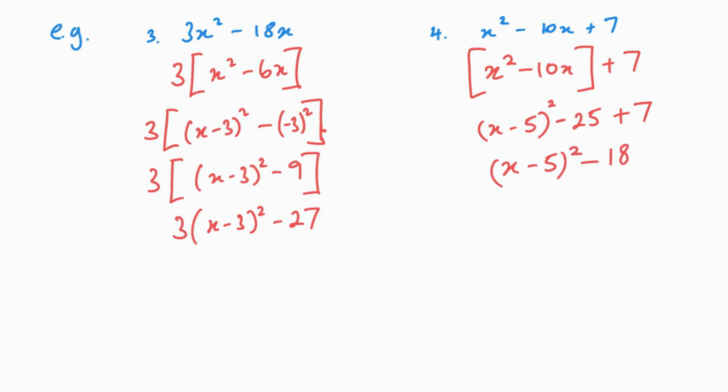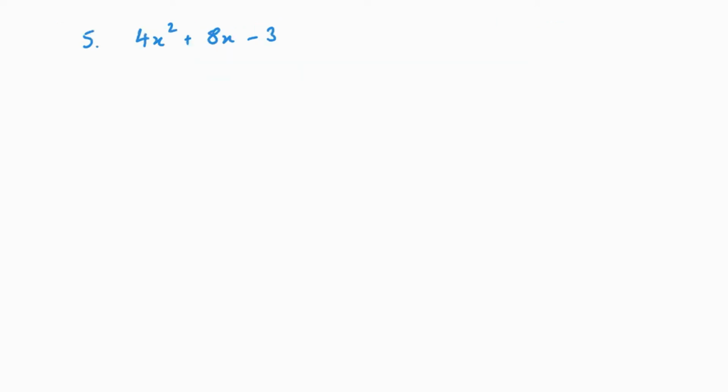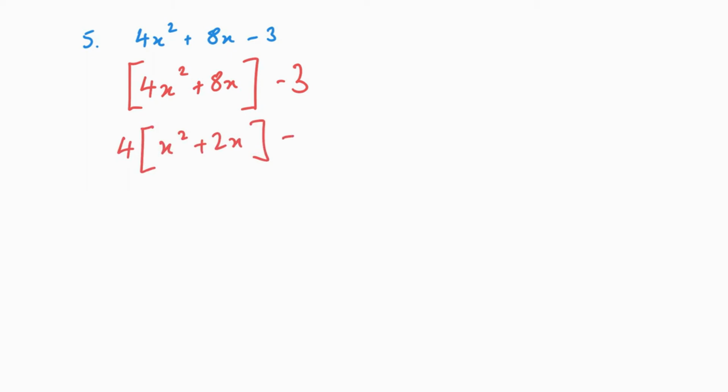Let's look at one more question. Here we've got 4x squared plus 8x minus 3. Again, I'm concentrating just initially on this section, where I've put square brackets. Within that, I do want to take that factor of 4 out. So that's going to be x squared plus 2x minus 3.